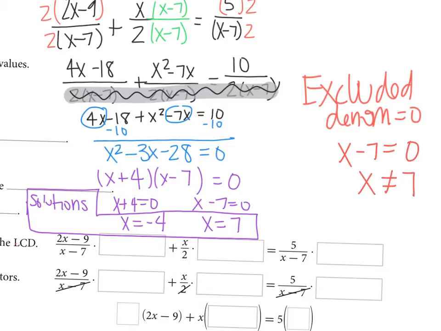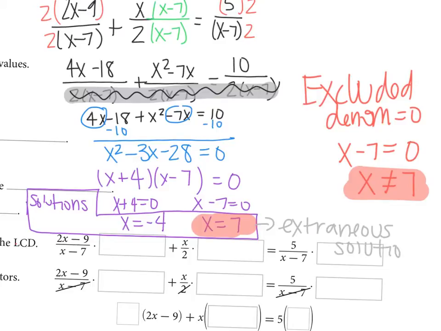So what I want you to notice is that when we solved our problem, one of the answers that we got for x was 7, but we just did some work that said x cannot be 7. So because x cannot be 7, that is an excluded value. That means that x equals 7 is what we call an extraneous solution. This is considered an extraneous solution.